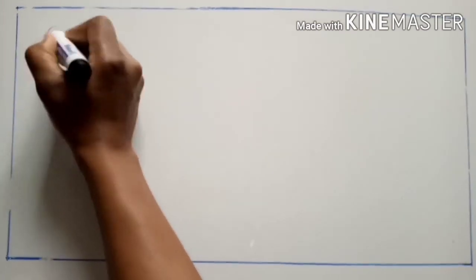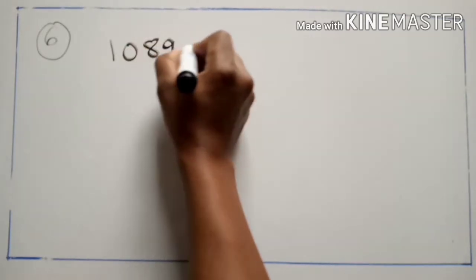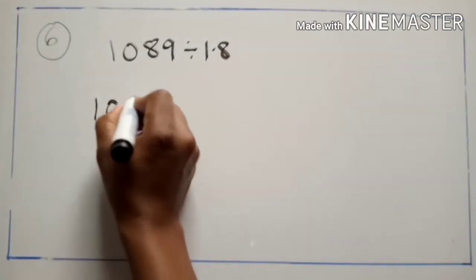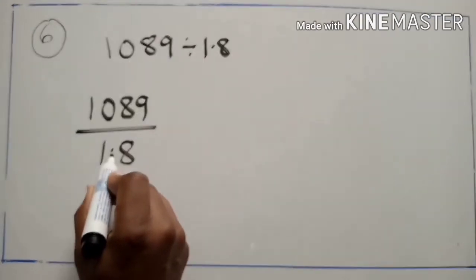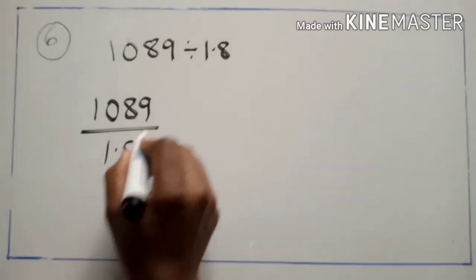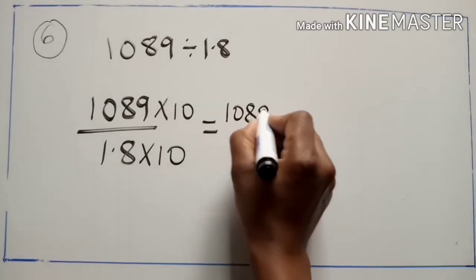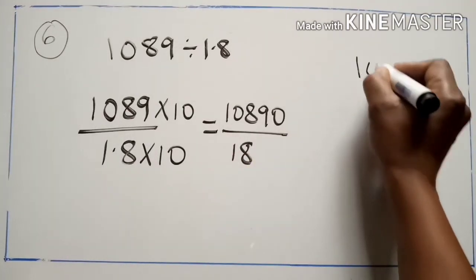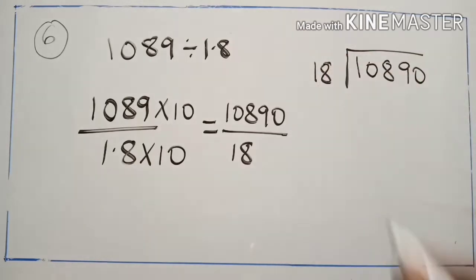Right, example 6. We are going to say 1089 divided by 1.8. So again, we arrange this as a fraction. We want to remove the decimal point here. So we'll multiply by 10 because we have one decimal place, and again by 10 here, so that you have 10,890 over 18. So by long division, you're going to write it in this way.